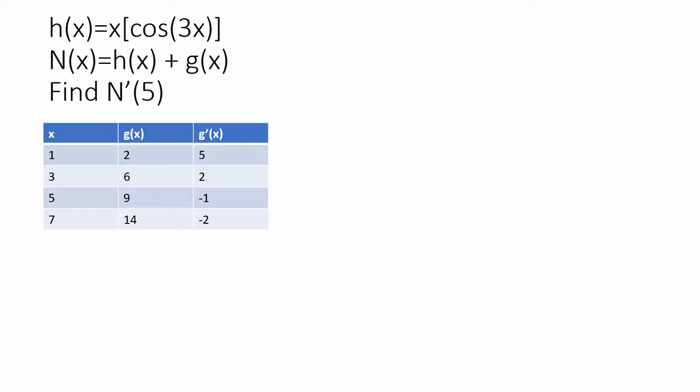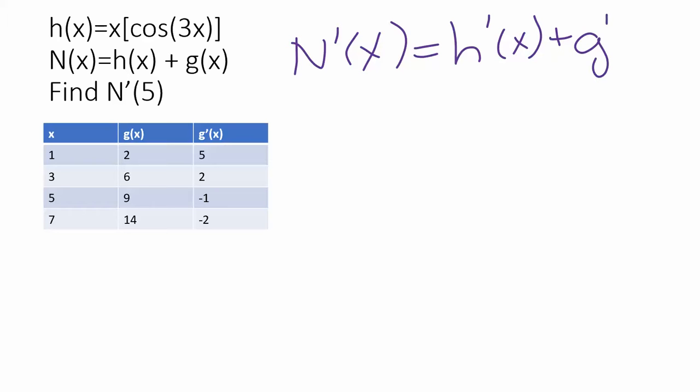Now when we have h of x plus g of x, that's a sum. And the derivative of a sum is the sum of the derivatives. So for that h of x plus g of x, we're not going to use the product rule there. So really, when we're finding n prime of x, what we really want is h prime of x plus g prime of x.